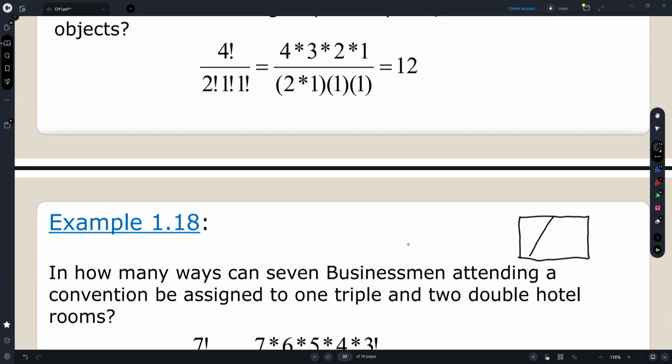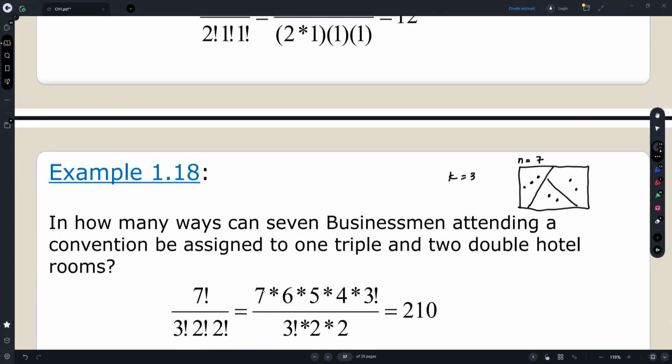So that means you divide them into 3 subsets. The first one contains 1 triple, where 3 can be accommodated in that room, and 2 double rooms. So altogether, you have 7 members. A is 3. So how do you arrange them? 7 factorial divided by 3 factorial, 2 factorial, 2 factorial. Right? So 210 different ways that you can arrange these 7 businessmen into these 3 bedrooms.